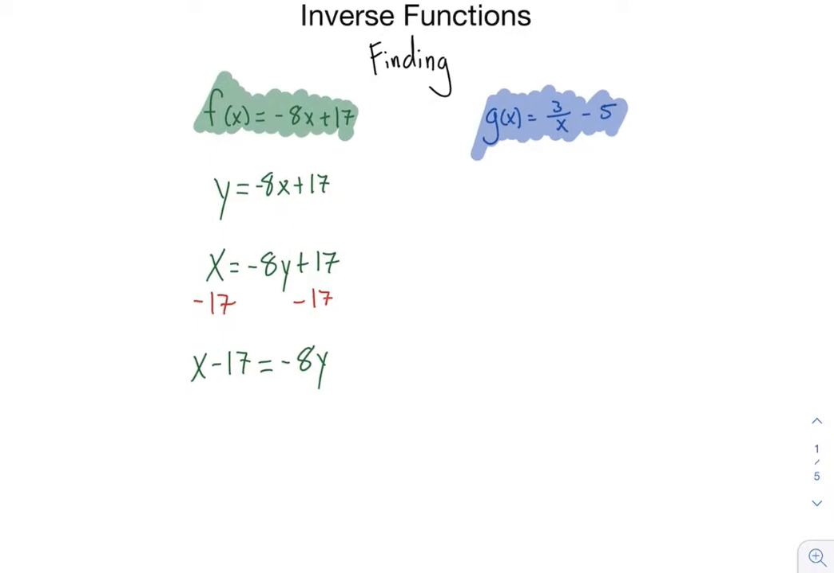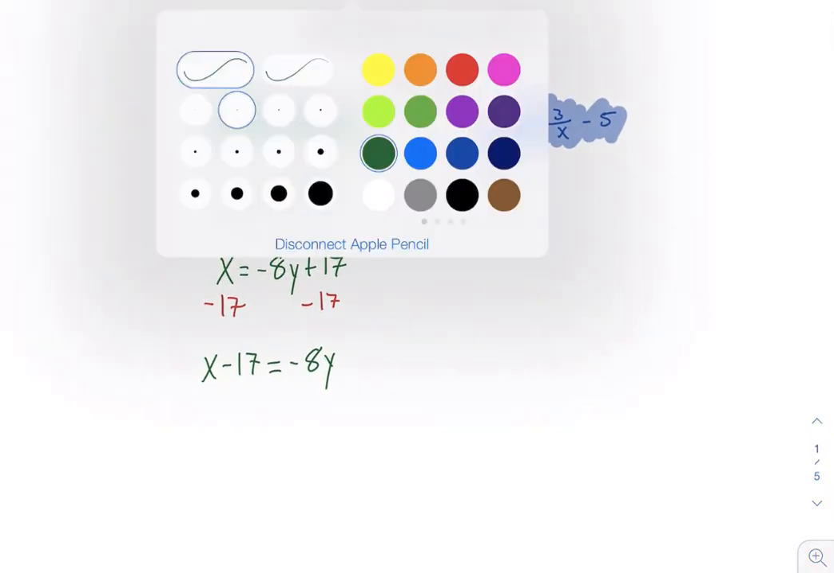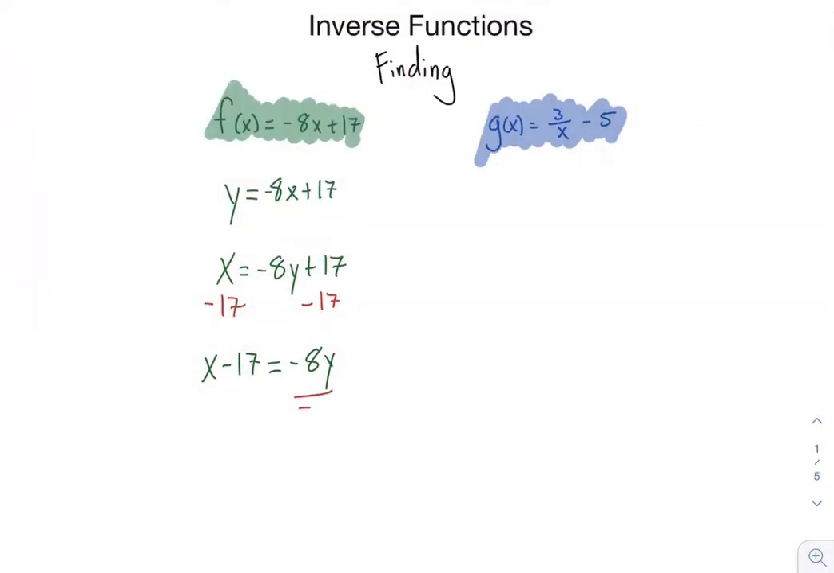And we have to get rid of that negative 8 so that y is by itself. So the opposite of multiplying is dividing. And that'll divide to 1, so we get 1y, and we'll divide it on the other side. Make sure to divide the entire x minus 17. So then on this right side, we're going to have y by itself, but I'm going to go ahead and move it to the left side.